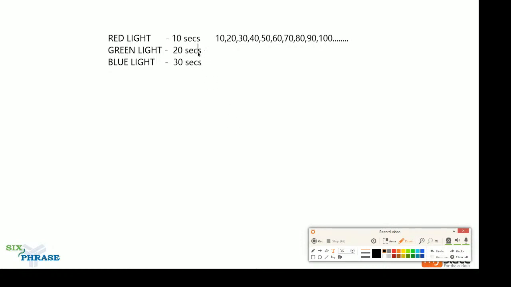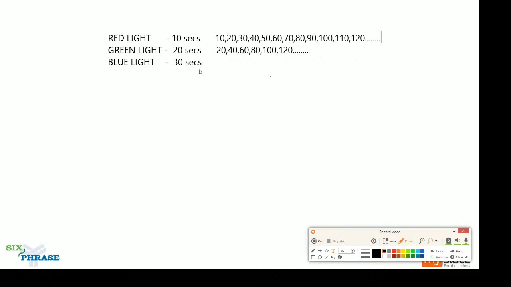Now, what happens is, the green light blinks every 20 seconds. So it's 20, 40, 60, 80, 100, 120, and so on like this. Here I'll make one small correction. I'll do this 110, 120, then we'll do this.